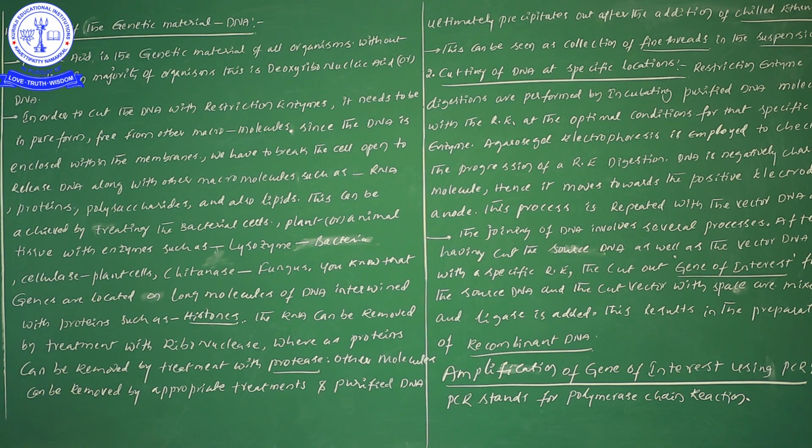Likewise, other molecules can be removed by appropriate treatments. Here they are asking to follow suitable treatments, but they didn't give the names of the techniques. If you would like to remove other kinds of molecules from that entire sap or liquid, if you follow appropriate techniques, we can remove all kinds of materials. At that time, we can obtain the pure form of DNA.